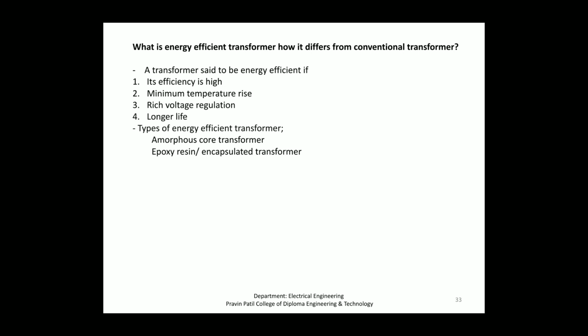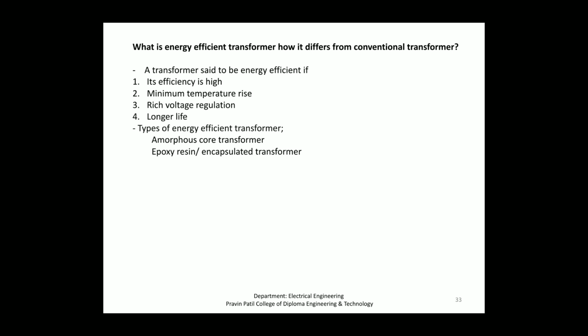Now we start unit number 2, that is energy conservation in electrical machines. In that, we start with energy conservation in transformer. The next topic is the energy efficient transformer and how it differs from a conventional transformer.